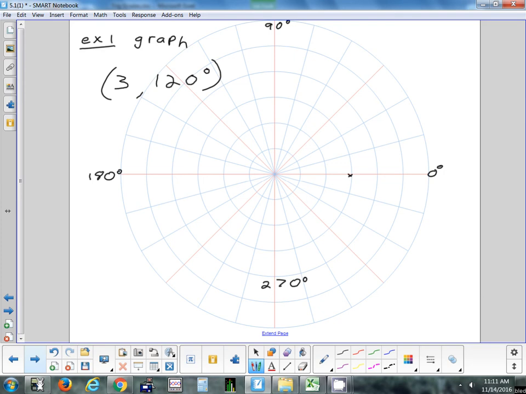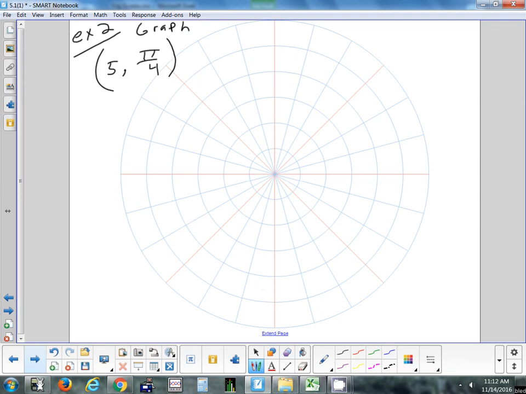So I'm going to start from here. If I go all the way to the top, that's 90. And then how much past 90 do I have to go to get to 120? 30. Yeah, so I'm going to go 30. And that's the point 3, comma 120. That's it. Any questions on how I graph that? Okay, so pretty straightforward, but we'll talk about a few other things with graphing in a second.